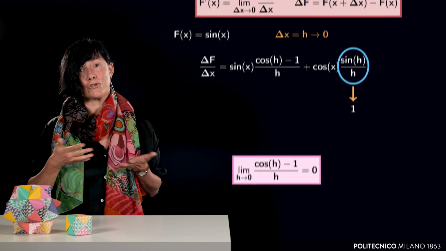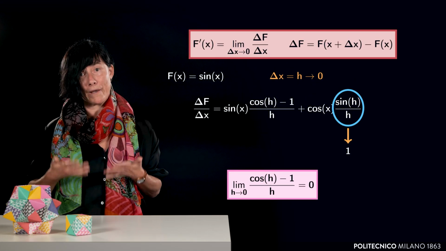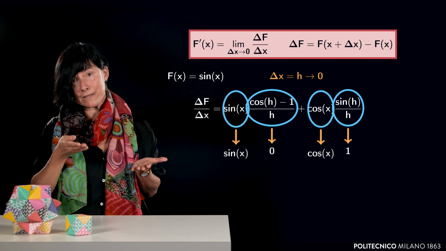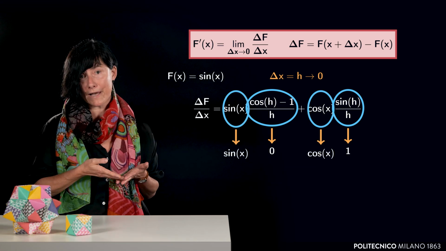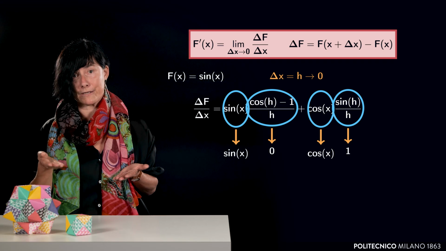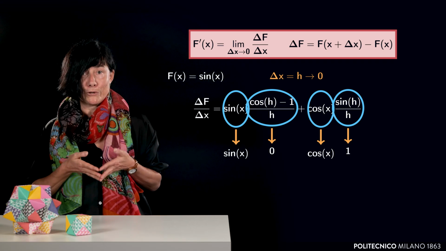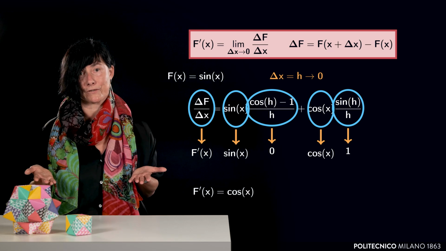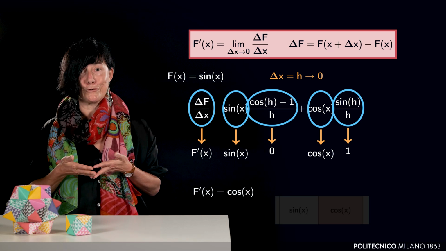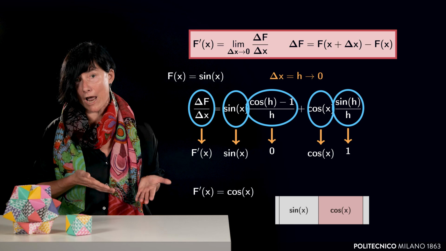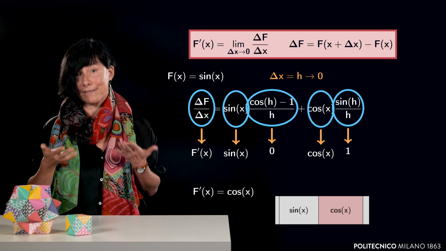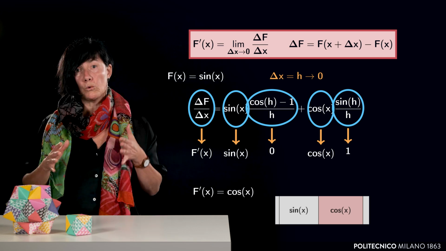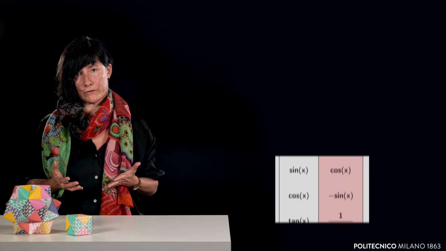Back to the difference quotient of f, we are now able to pass to the limit. Indeed, the first term approaches sine x times 0, while the second approaches cosine x times 1. We conclude that the limit exists, and its value is cosine x. Here is how we prove that the function sine x is differentiable at each value x, and its derivative is precisely cosine x. What about the other trigonometric functions?